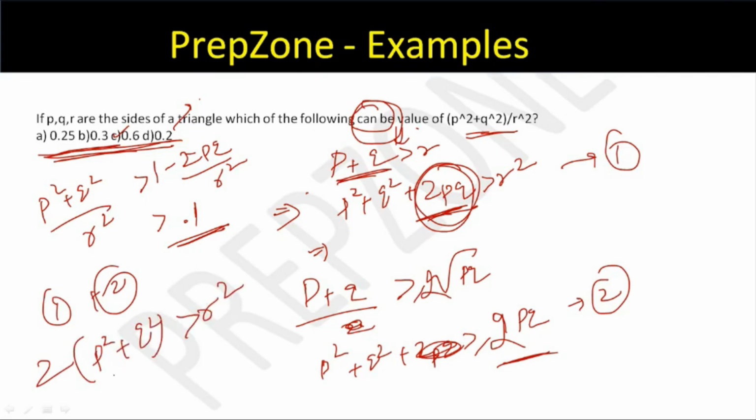So what did we get? P square plus Q square by R square is greater than half, which is 0.5. So the value has to be greater than 0.5. There is only one such value, which is C. C is the answer.